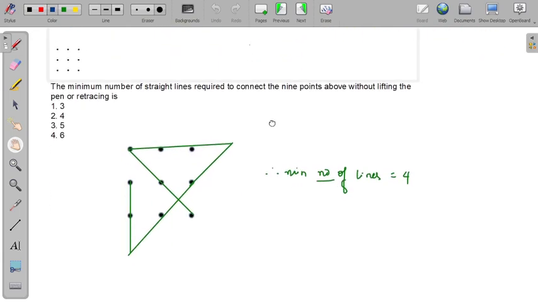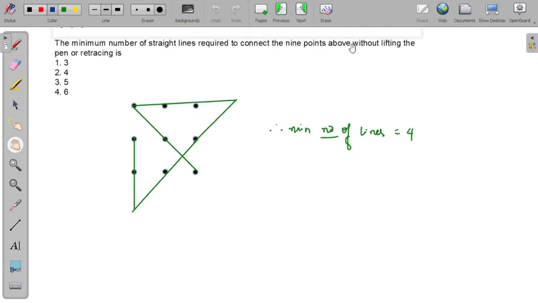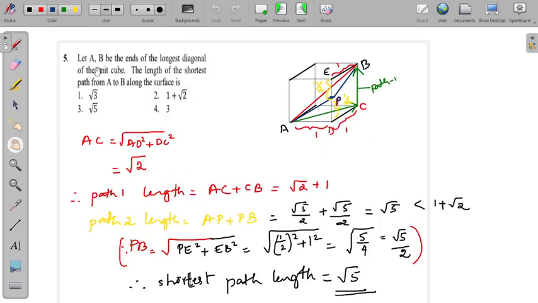The minimum number of straight lines required to connect the 9 points above without lifting the pen or retracing it is, it can be done in this way or any other way, but the minimum number of lines must be equal to 4. Let A be the ends of the longest diagonal. So A is taken here and B is the point that is behind the last face of the cube. So the line connecting AB itself is the longest diagonal of that cube. Unit cube it is, means each side is of length 1 unit.